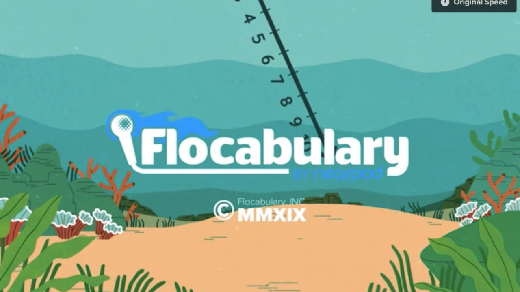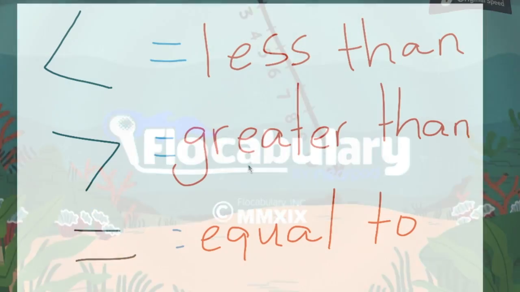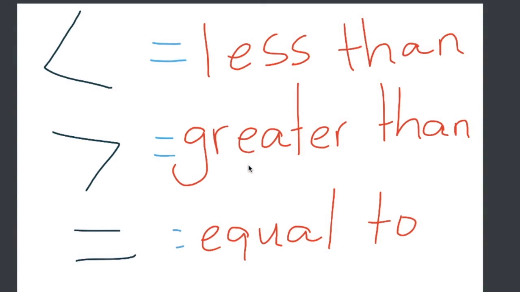All right, so today, as you can see, we are learning less than, greater than, and equal to. Now, we've also been taught this since the beginning of the school year as well, so this should not be anything new to us. It should be more like a review for the majority of us, which is a good thing.